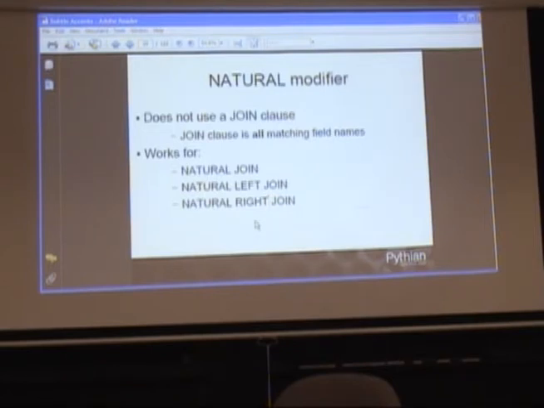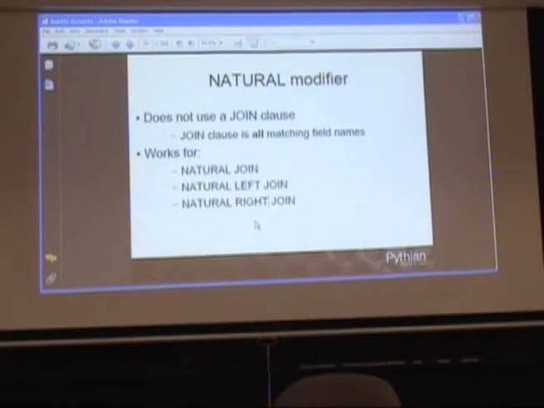The join clause, if you use natural, then you don't have a join clause. You don't use ON. You don't have to put where ID1 equals ID2. You don't have to do that. In fact, if you try to use ON or USING, it'll give you an error. It joins on all of the matching field names. It doesn't actually use any foreign keys. It just uses the matching names.